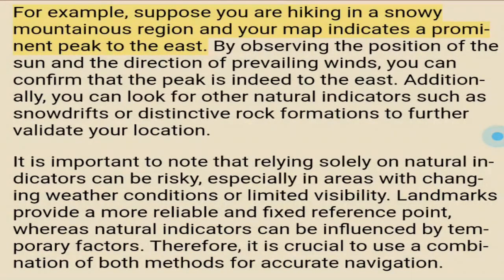For example, suppose you are hiking in a snowy mountainous region and your map indicates a prominent peak to the east. By observing the position of the sun and the direction of prevailing winds, you can confirm that the peak is indeed to the east. Additionally, you can look for other natural indicators such as snowdrifts or distinctive rock formations to further validate your location.